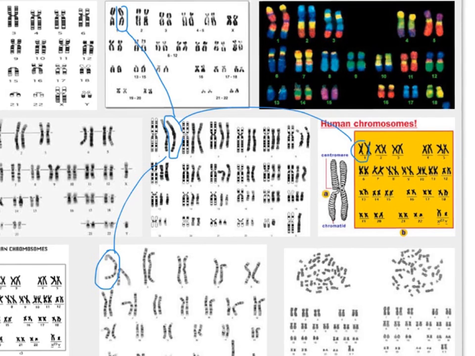These are all metaphase chromosomes. So all of these pictures of chromosomes that you're looking at, when you see a thing that is a chromosome, it's at metaphase. So all of these pictures of human chromosomes are all at metaphase. Why are they different looking? Thoughts?